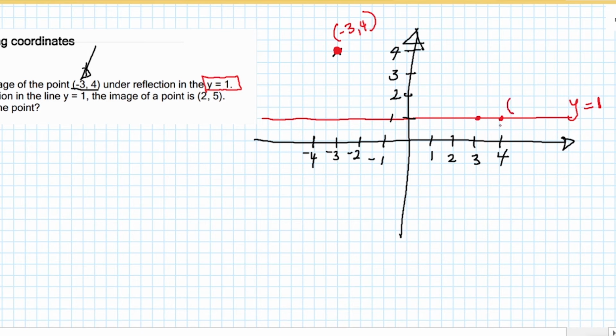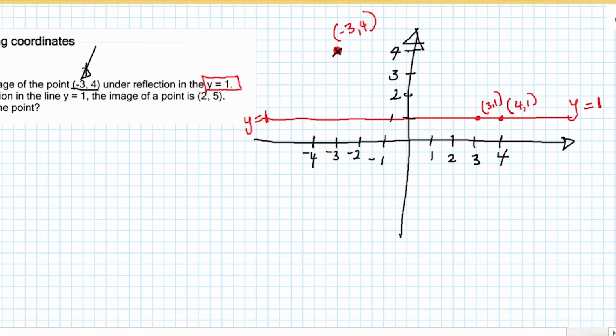For example, this is point 4,1, this is point 3,1, and so on. All the values of y are 1 along that line. So that's the line y is equal to 1. So we are reflecting this point along that line. So meaning that this is our line.